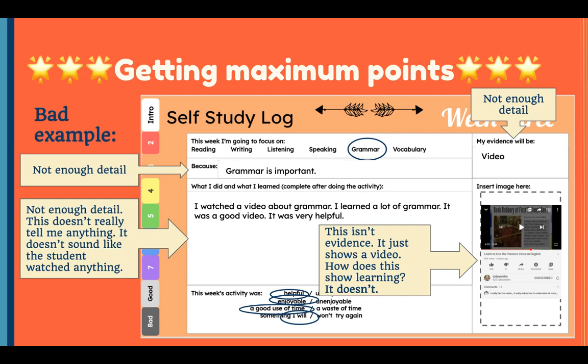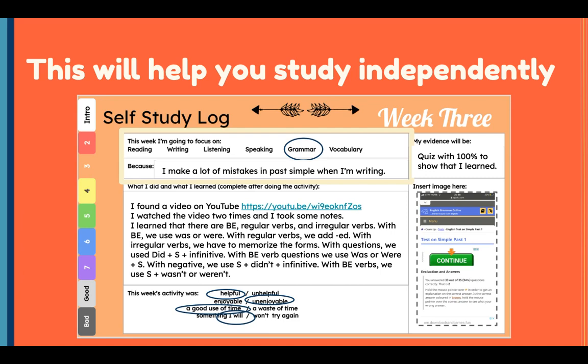That's not evidence. So if you do a good example and you've got all of the parts done well, that will help you learn to study independently.